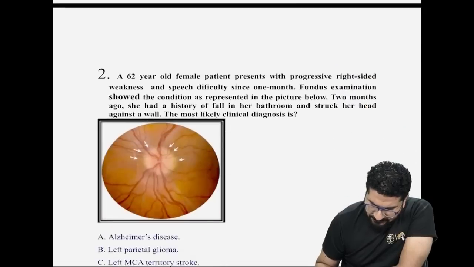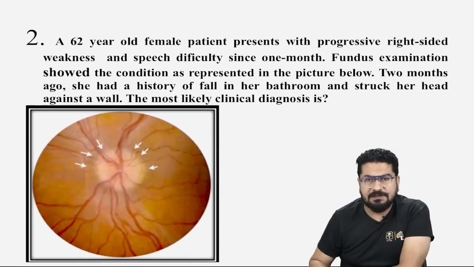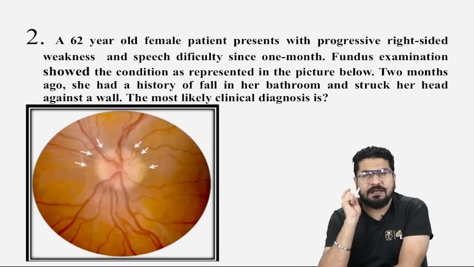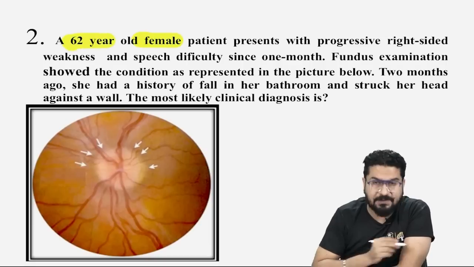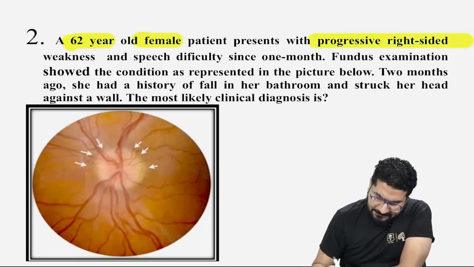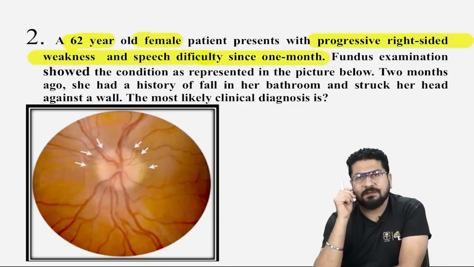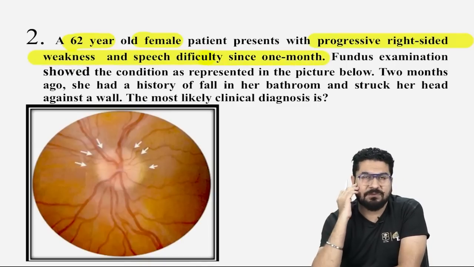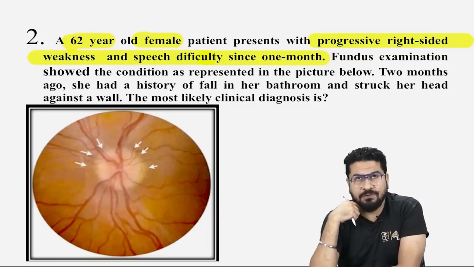Okay, coming to the next question, let us first highlight the hints in the clinical case. This is a clinical case. The first hint in the MCQ itself is age: 62-year-old. Then the hint is female patient. So you can see an elderly female with progressive right-sided weakness and speech difficulty since 1 month. This means the female is having some sort of hemiparesis or weakness. So there is an impending stroke in this patient.